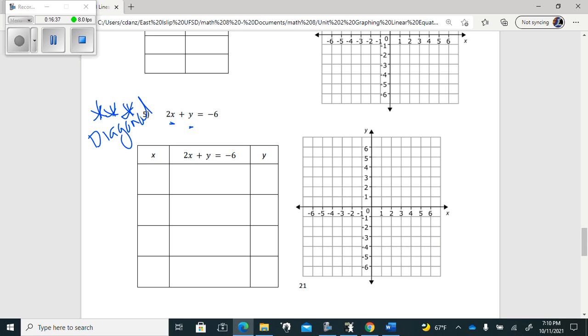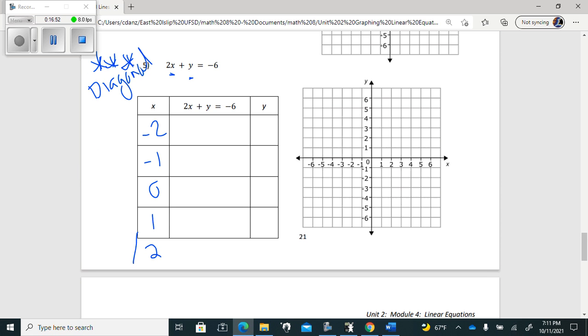How about for number 5, you pick -2, -1, 0, 1, and I'm going to add another row, 2. Remember my favorite numbers? Those are my favorite numbers to pick. I usually plot 5 points.